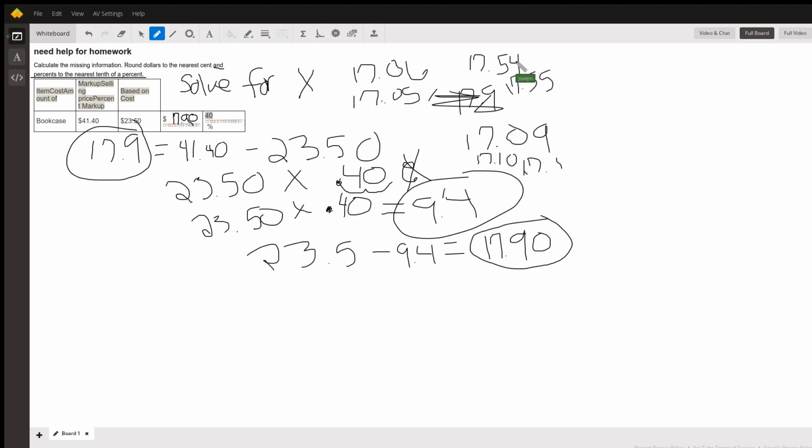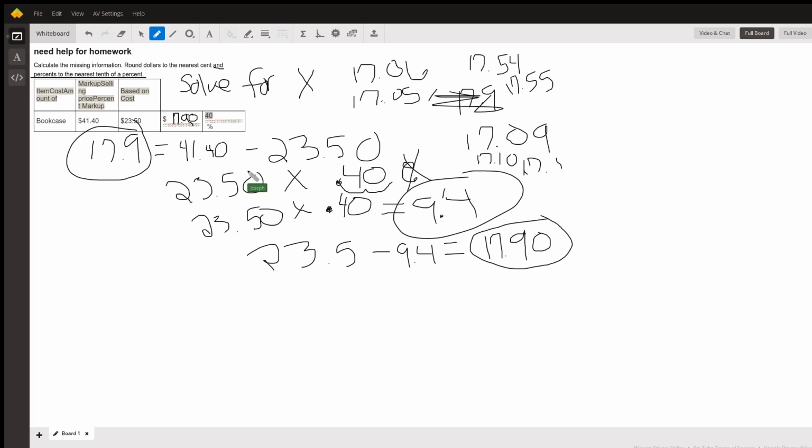This is 4 pennies right here, but this is just a nickel. This just looks better. So yes, 17.90. Just to recap, 40% is derived from this number. It's not derived from 41.40 because this is the final price. We need to find what is 40% of $23.50. And the way we did that is 23.50 times 0.40. Not 40%, but 0.40. 23.50 times 0.40 equals 9.4.